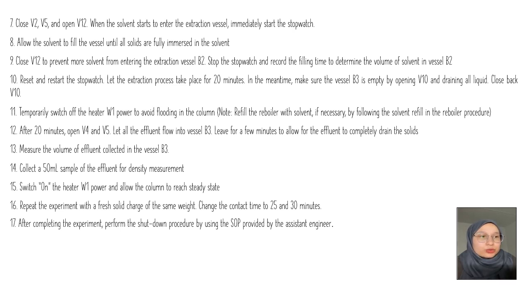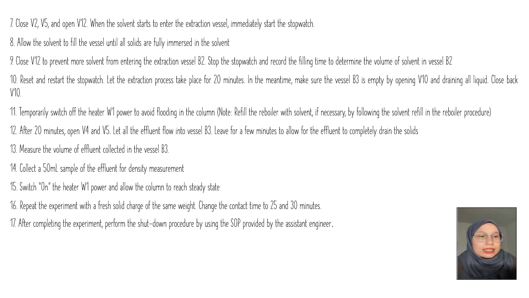In the meantime, make sure the vessel is empty by opening V10 and draining all liquid. Close back V10. Temporarily switch off the heater power to avoid flooding in the column. After 20 minutes, open V4 and V5. Let all the effluent flow into vessel B3. Leave for a few minutes to allow the effluent to completely drain from the solids. Measure the volume of effluent collected in vessel B3. Collect a 15 ml sample of the effluent for density measurement.